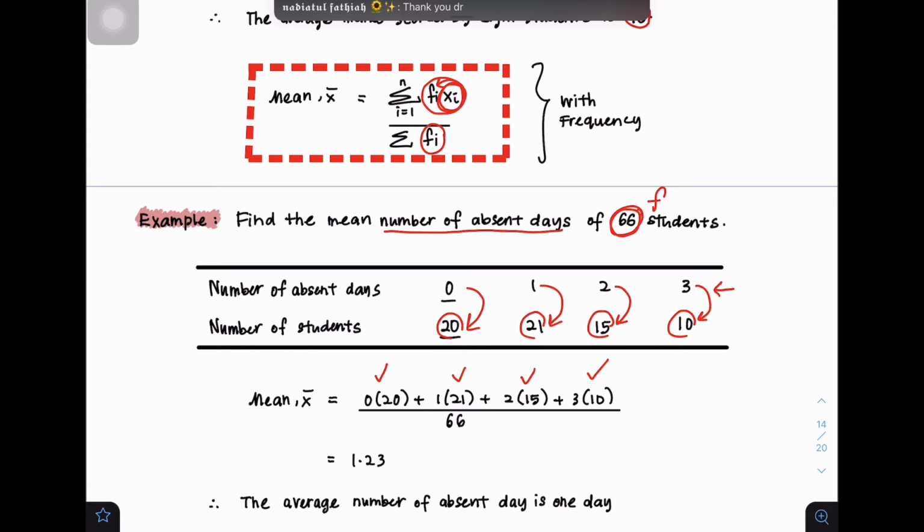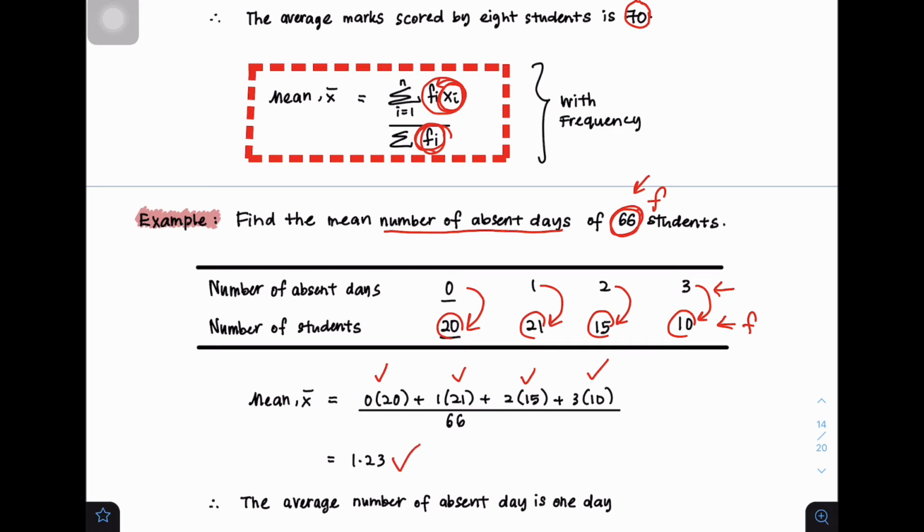Okay, and then kita bahagi dengan jumlah frekuensi. Jumlah frekuensi ada 66 ataupun awak boleh tambah yang ini. Frekuensi, okay, 66. Okay, so 0 darab 20 tambah 1 darab 21 tambah 2 darab 15 tambah 3 darab 10 bahagi dengan 66, awak dapat 1.23.